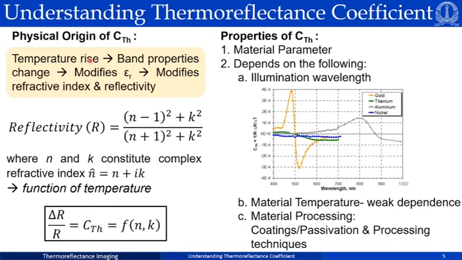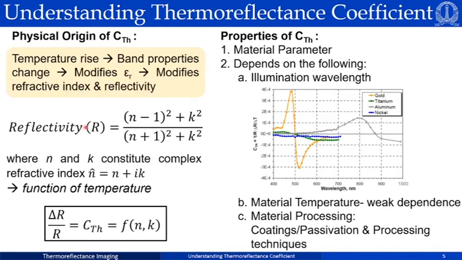It is because, if you talk about metals and semiconductors, they have energy bands. Temperature rise in these materials, semiconductors or metals, would lead to change in the band properties, which modifies the dielectric constant epsilon r, the permittivity, and which then subsequently modifies the refractive index and surface reflectivity in these materials.